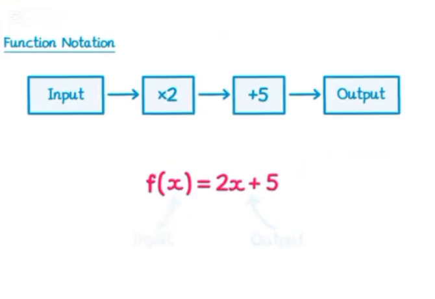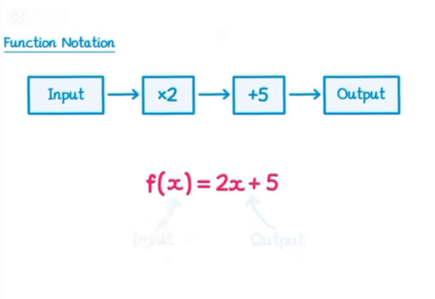Now consider this diagram. We start with an input, then the input goes through two steps. In the first step, or you can say in the first block, we multiply the input by 2, and then in the third block we add 5. After that we get the output. So it means a function is like a machine.